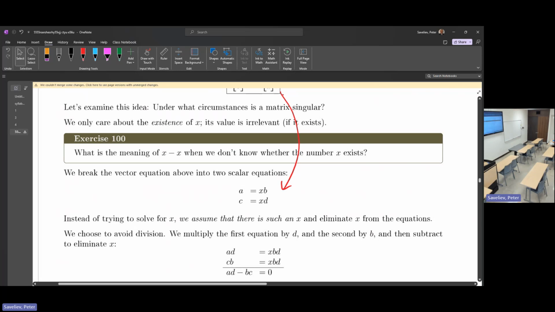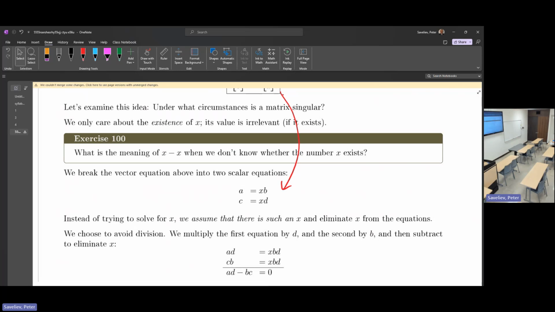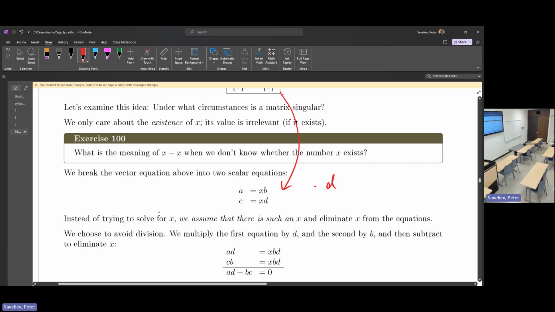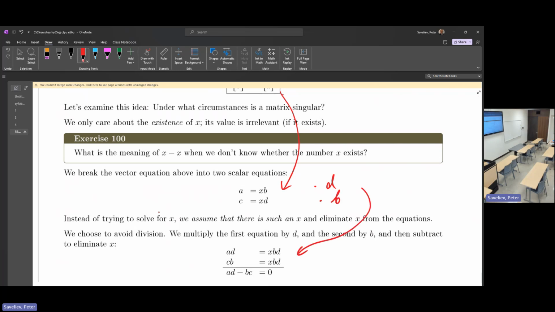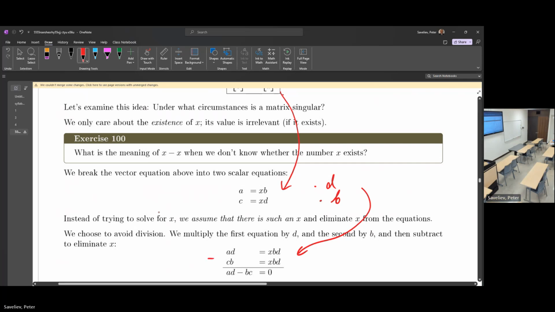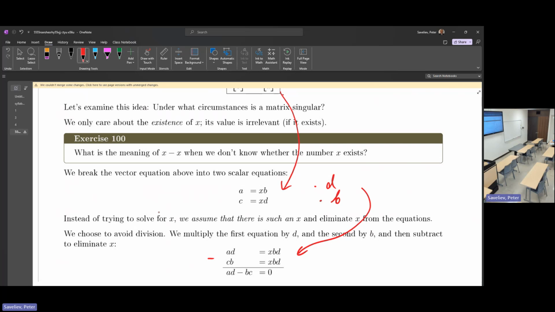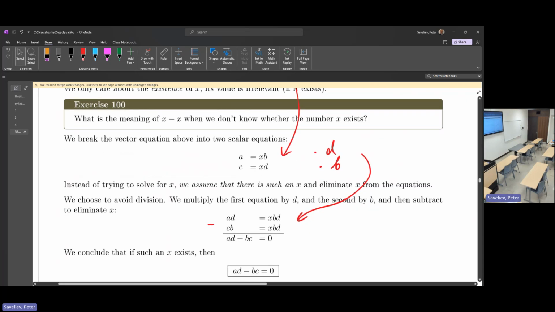So I multiply the first equation by D, and the second equation I multiply by B, which gives me these two equations. Okay, AD is equal to XBD and CB is equal to XBD, in order to have a cancellation on the right. Okay, I do subtraction, and then on the right I have 0, on the left I have AD minus BC. And that is exactly what the determinant is: AD minus BC is the determinant.